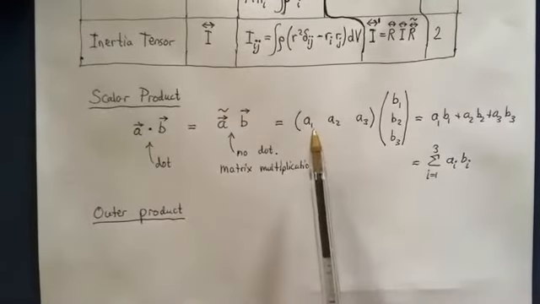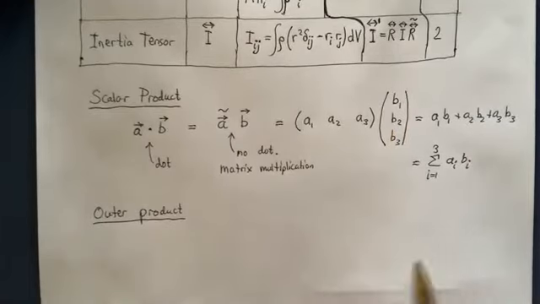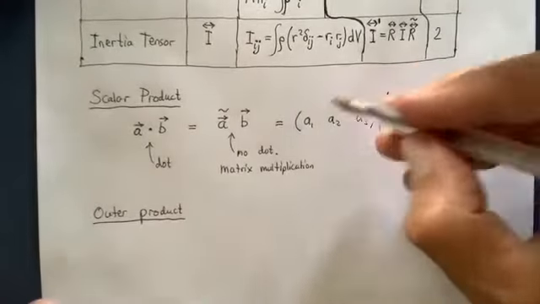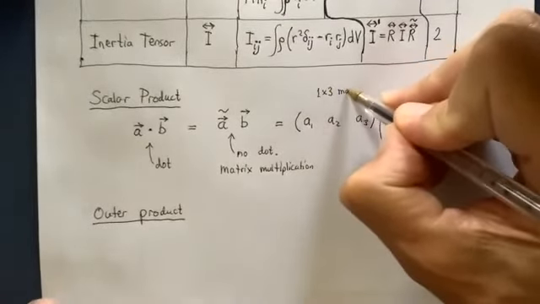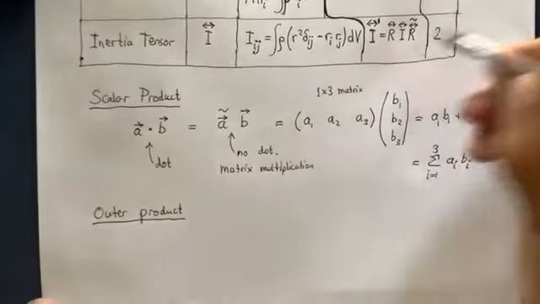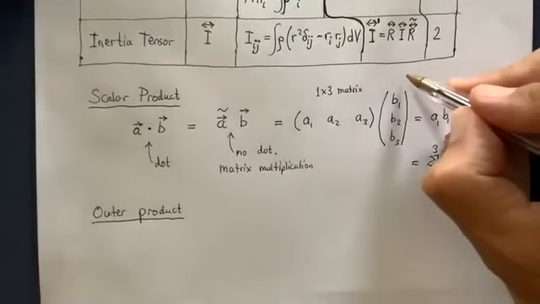So suppose we reverse the order of these two factors. Remember what we said. This is a 1 by 3 matrix. A 1 by 3 matrix. This is a 3 by 1 matrix.